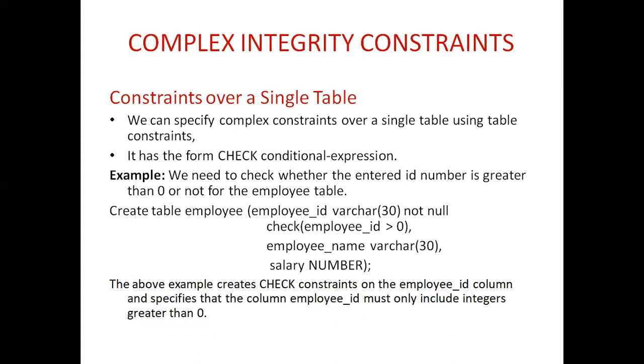If I say it should not be null, simply by using the constraint NOT NULL, I can give a column constraint. Here for a column I can define NOT NULL and make the user not enter any null values. But how can I check for zero? Well, with the help of this complex integrity constraint, we are supposed to mention a check whether employee ID is greater than zero or not. If it is zero, don't allow the user to enter the value. So the above example creates a check constraint on the employee ID column and specifies that it should only include integers greater than zero. If it is zero, it's not going to accept, it's going to raise an error. So this is how complex integrity constraints are defined over a table.